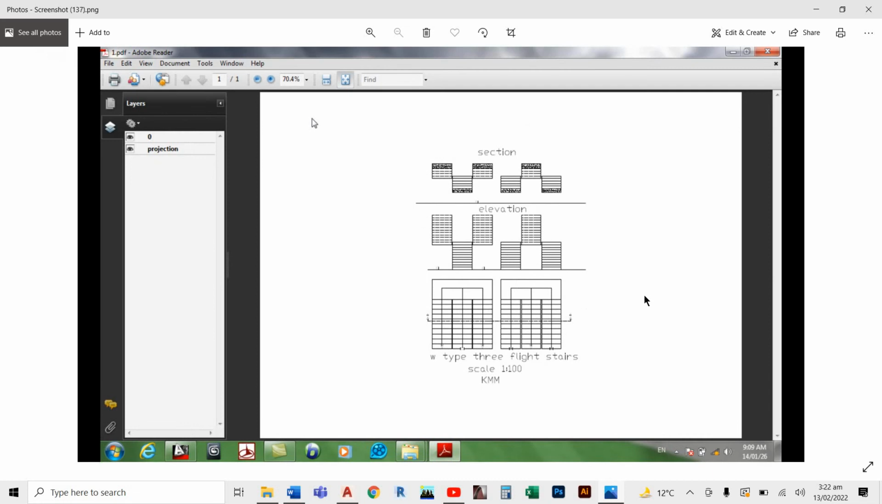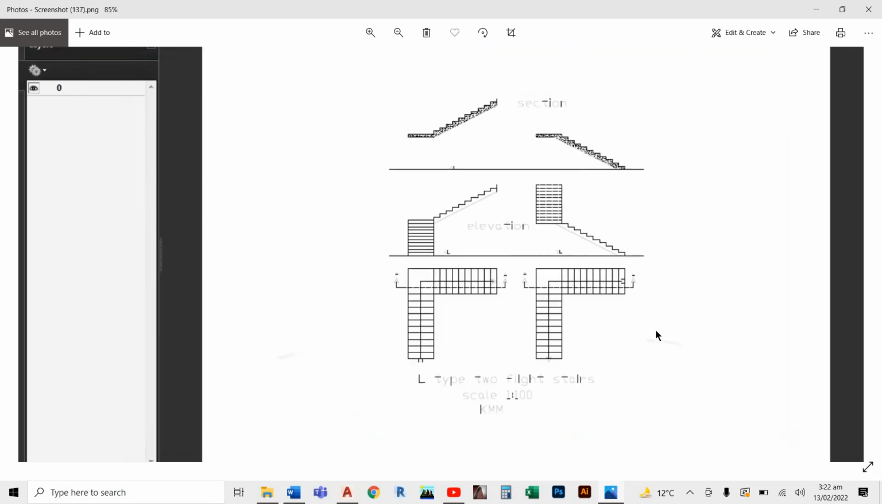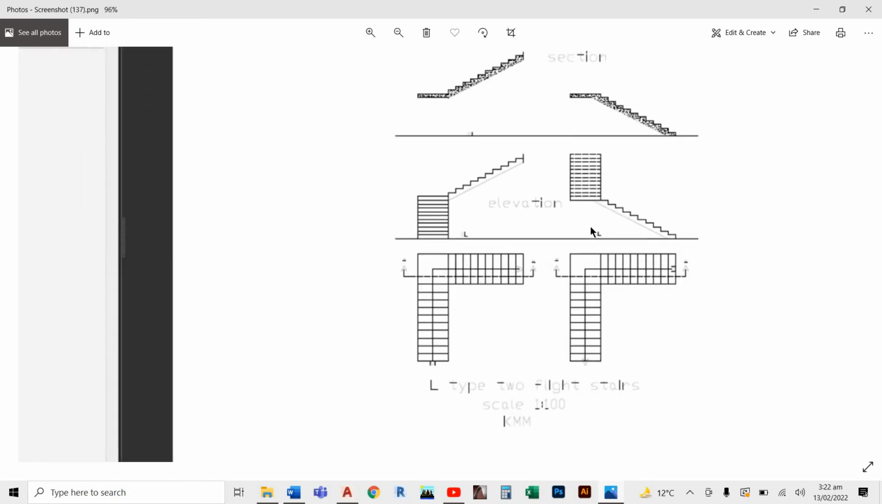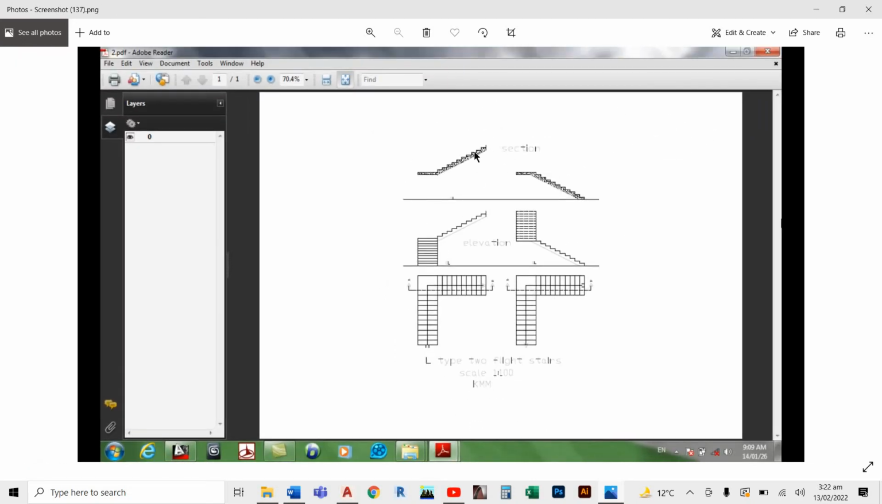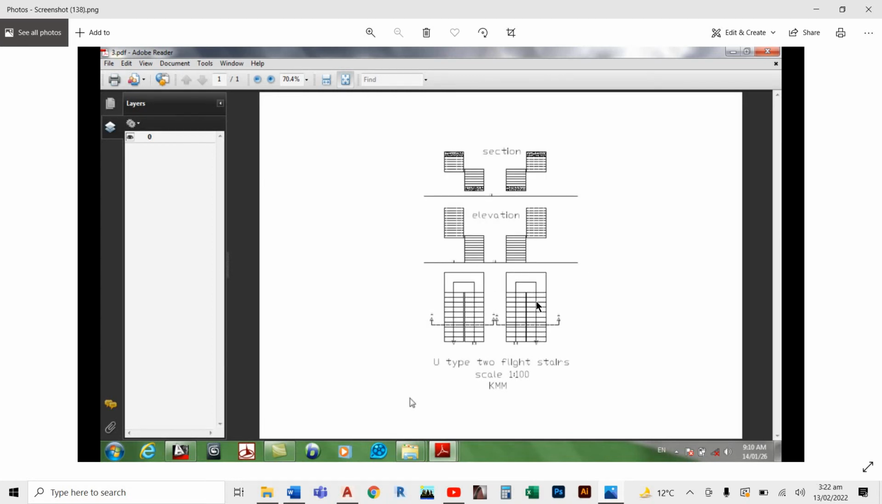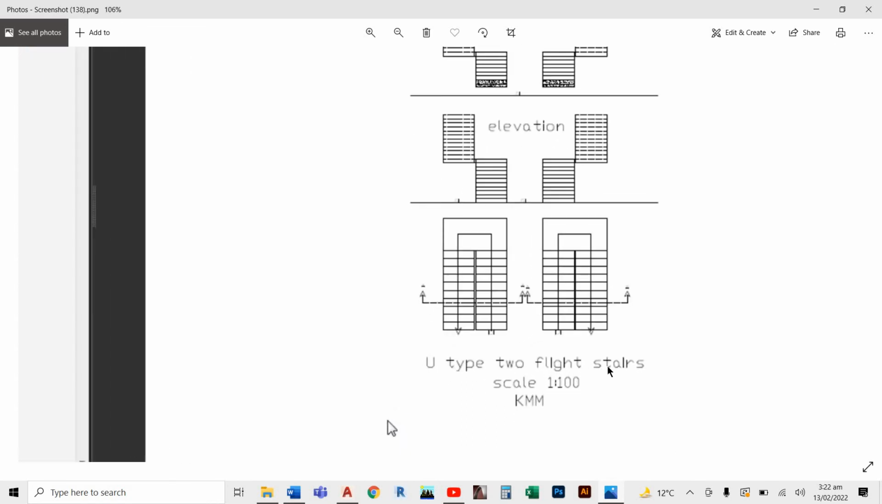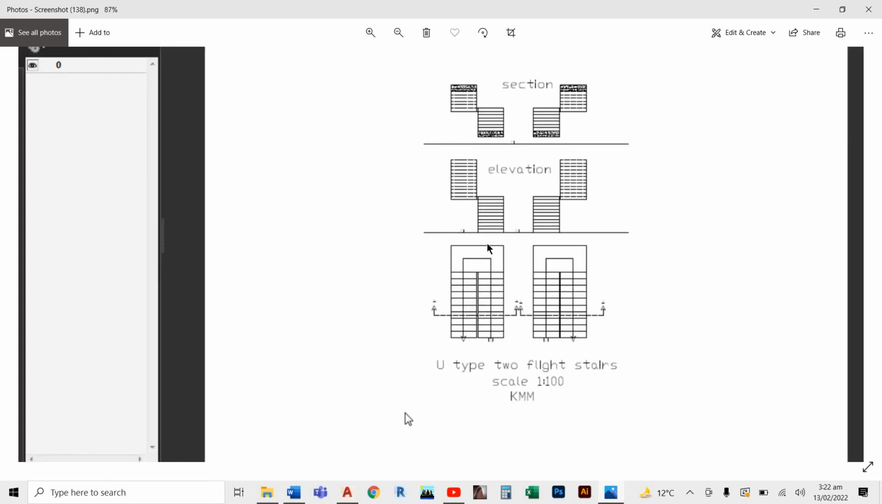Then this type of stair is called L-type. It is also called a two-flight stair because we have 1 and 2, and we have one landing. It's called L-type, and this is its section and elevation. Then we have U-type stair. In U-type stair also we have flights. We have two flights and one landing. It's called U-type two-flight stair, and this is the elevation and section.